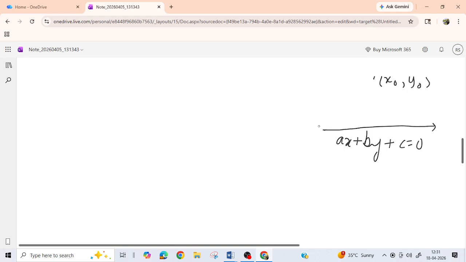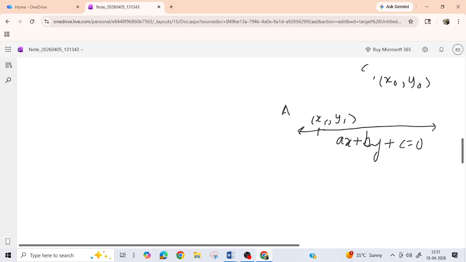Okay, so let us do this. Alright, so now let's get started on this. So this is a line ax plus by plus c equal to 0, and then this is the point x0, y0. Now let's assume there is a generic point called x1, y1. This is A, let's call this C.